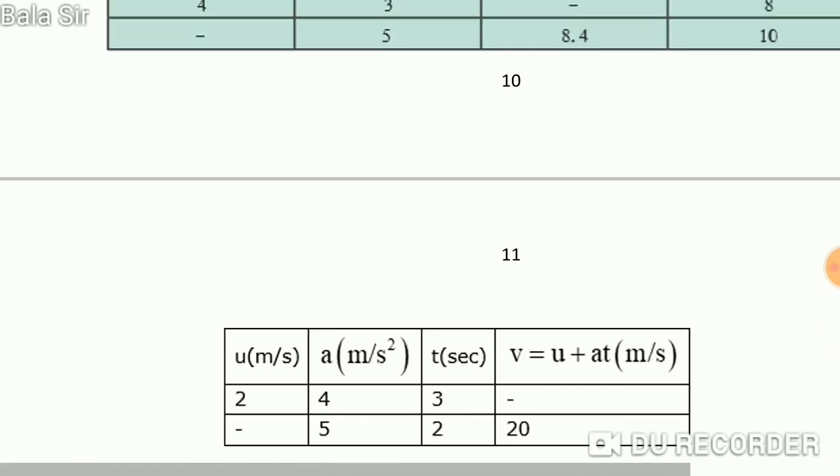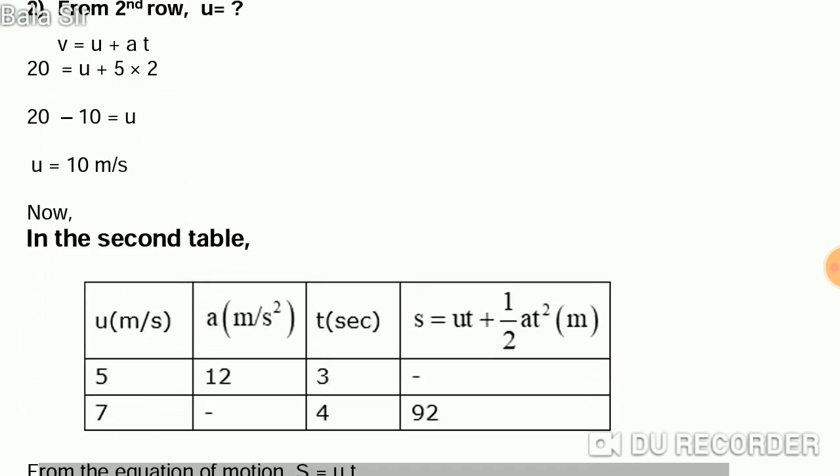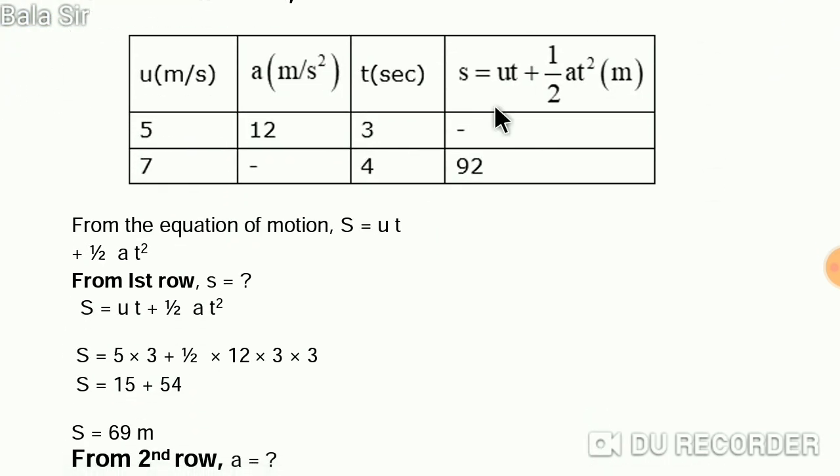Now in the second table, which is the second one, this one, the formula for the second table given is s is equal to ut plus half at square. This is the second table. From this equation of motion, s is equal to ut plus half at square. From the first row, s we want to find, u is given as 5, a is 12, t is 3. S is equal to ut plus half at square. S we want to find, u is given as 5 into t is 3. Then plus half a is 12.